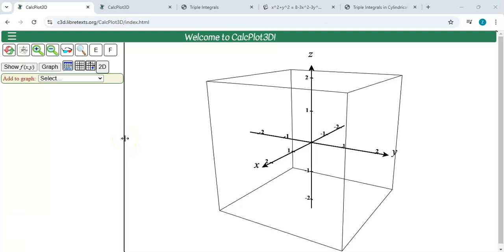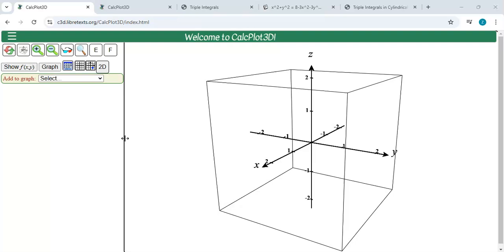Hello everyone. In this video we are going to talk about how to use CalcPlot3D to visualize the 3D regions over which we do triple integrals. So, we're not going to be able to see the mass part of things if you're integrating some density function, but we are going to be able to see the region that defines our three bounds, right? If we're doing like dx, dy, dz, something like that.